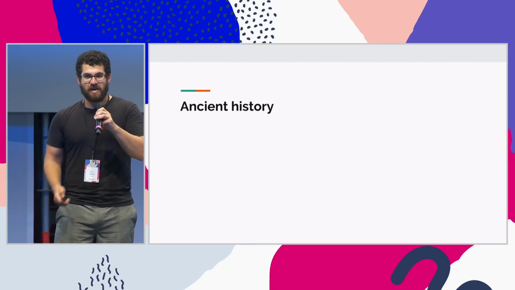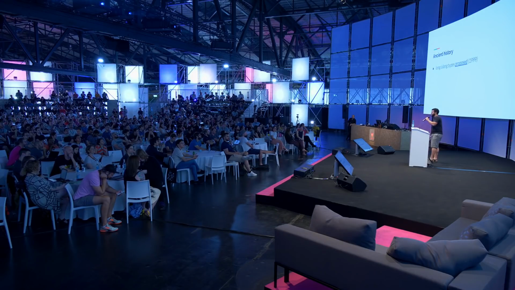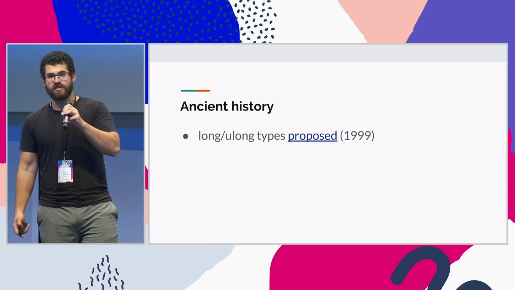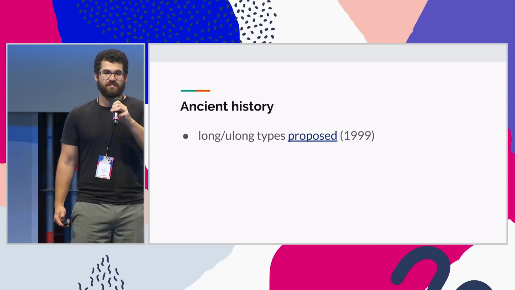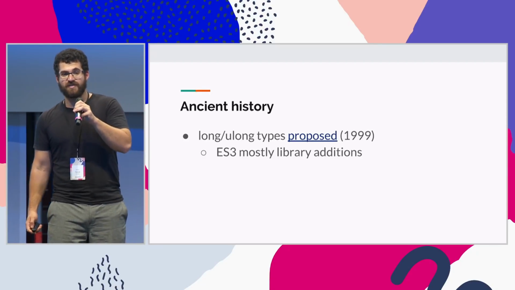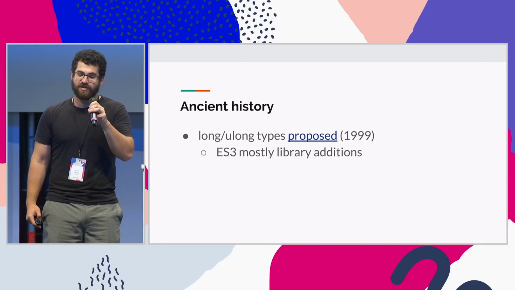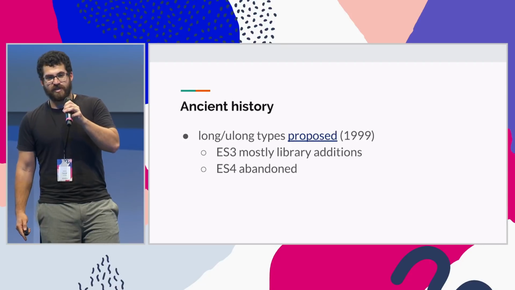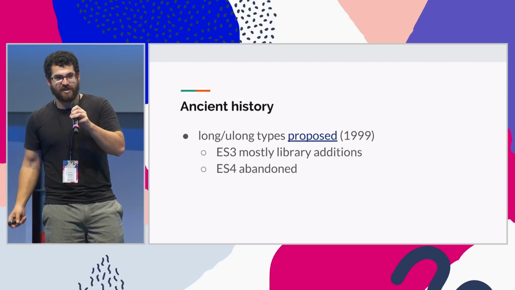Actually, BigInts or Int64 has been in development for longer than the stage process and longer than Chrome and Node. Back in 1999, just a few years after JavaScript was created, long and ulong types were proposed. And so these would hold signed or unsigned 64-bit integers. But they never quite made it in. So in ES3, that update was mostly expansions to the library, like regular expressions. ES4 was this huge project that also was thinking of adding these types, but it got so complicated it just had to be abandoned.